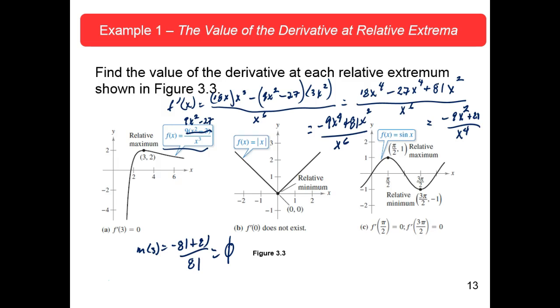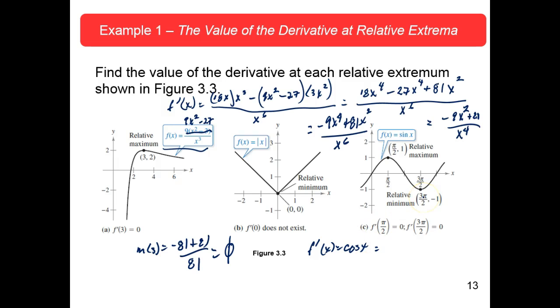Okay. How about the sine function? First thing we've got to do is find... They've given us a relative maximum. What we need to find is the derivative there. What's f prime of sine? Cosine. Cosine x. What is cosine x at pi halves? 0. Yes, 0 again. How about the minimum?